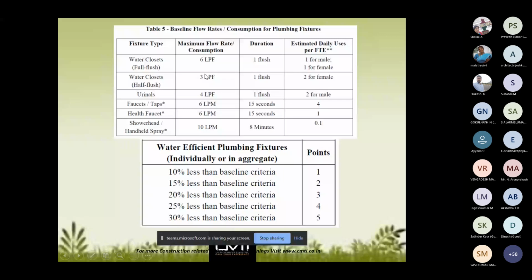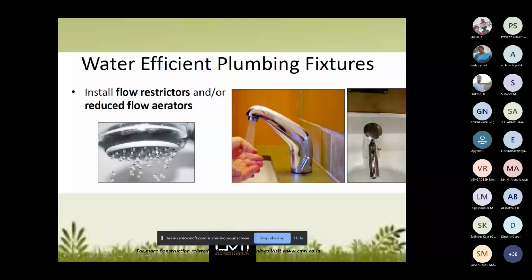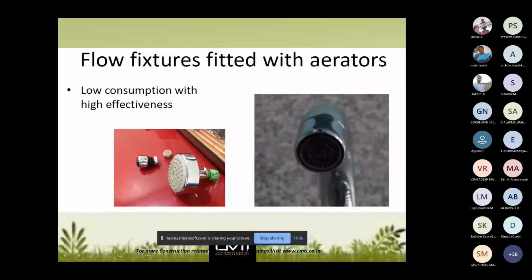These are the aerators I was quoting. You can see here the external arrangement that you can fit to your taps, and these are the water meters. You can find them in the fixture itself. On the water meter, you can see the flow rate mentioned there.